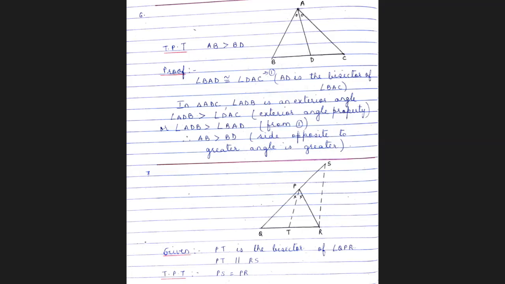Now, which is the side opposite to angle ADB? AB. Which is the side opposite to angle BAD? BD. Therefore, I get AB greater than BD. Side opposite to the greater angle is greater. Okay, that's question number 6.